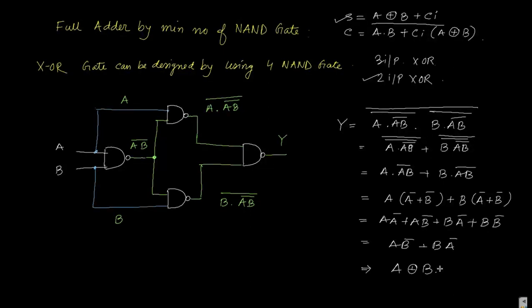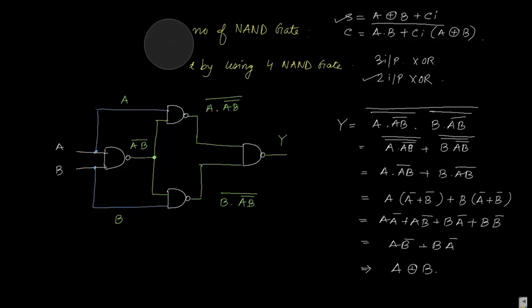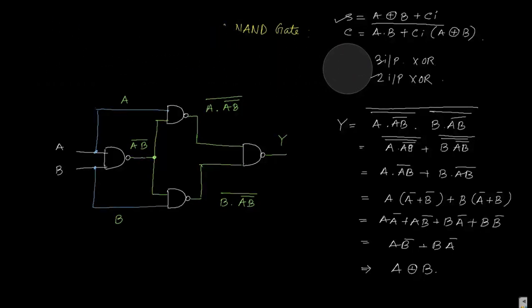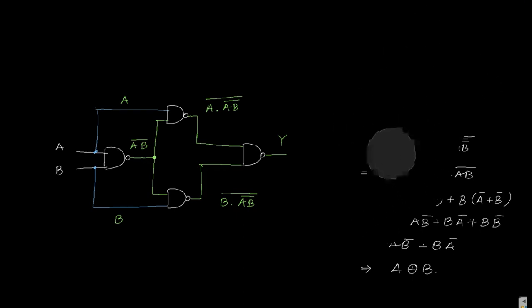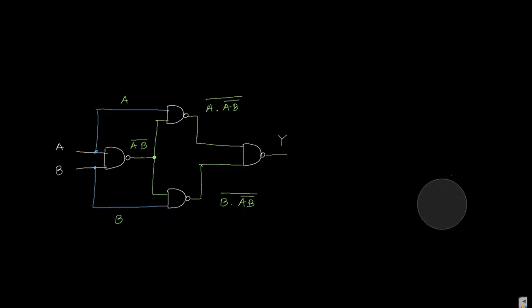Now coming to the full diagram. We can erase this thing and make this diagram. From here we can make the entire circuit. Okay, so here the output is A XOR B. Now this is for AB.